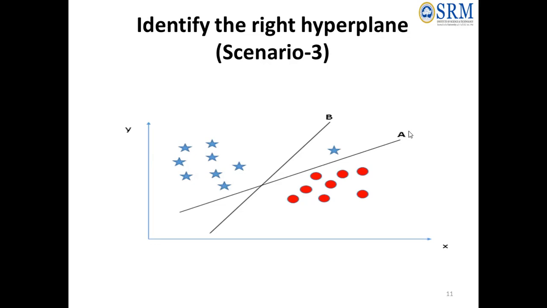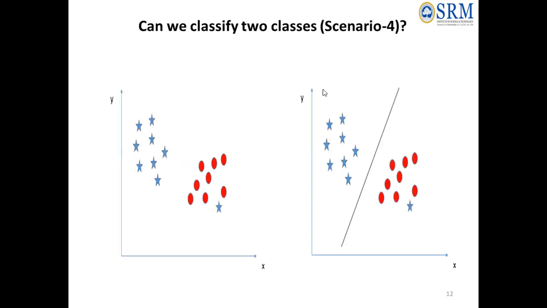And next, we are having two classes, and we are unable to segregate the two classes using a straight line.